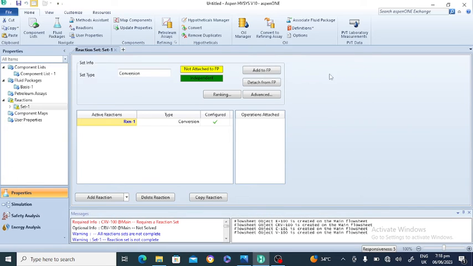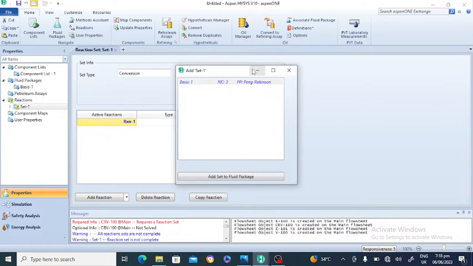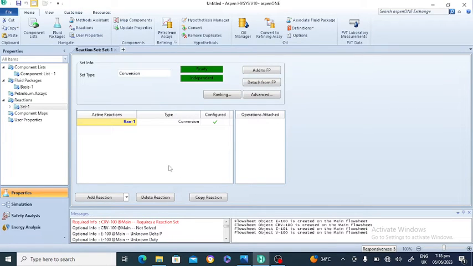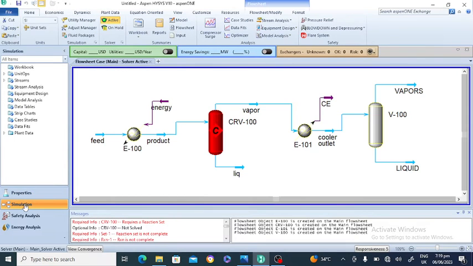Close this one, and click on add to the fluid package. So now we will add our reaction to the fluid package. Our fluid package is nothing but the Peng-Robinson equation of state. So click on add to the fluid package, and click on add set to the fluid package. So it is okay. Now go to the simulation, and here this is the feed.